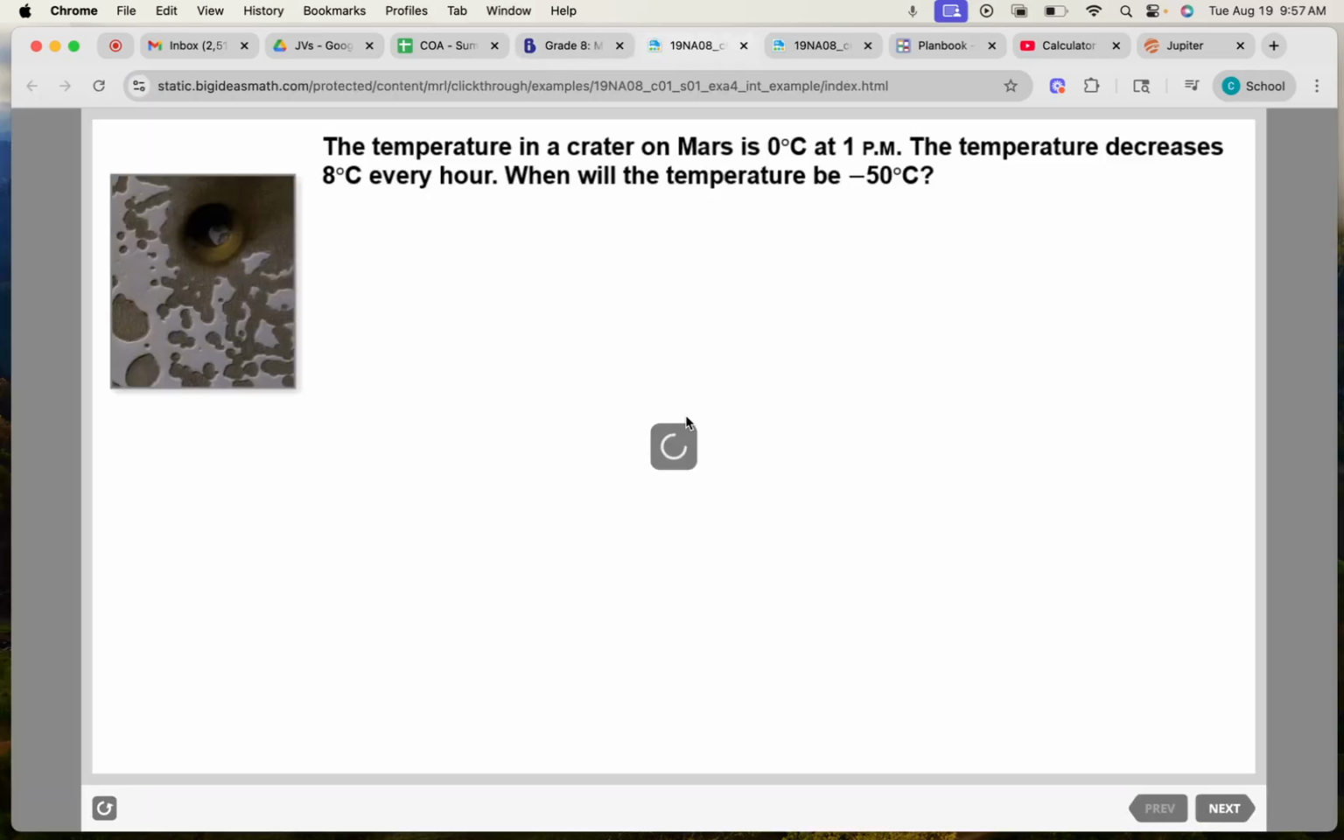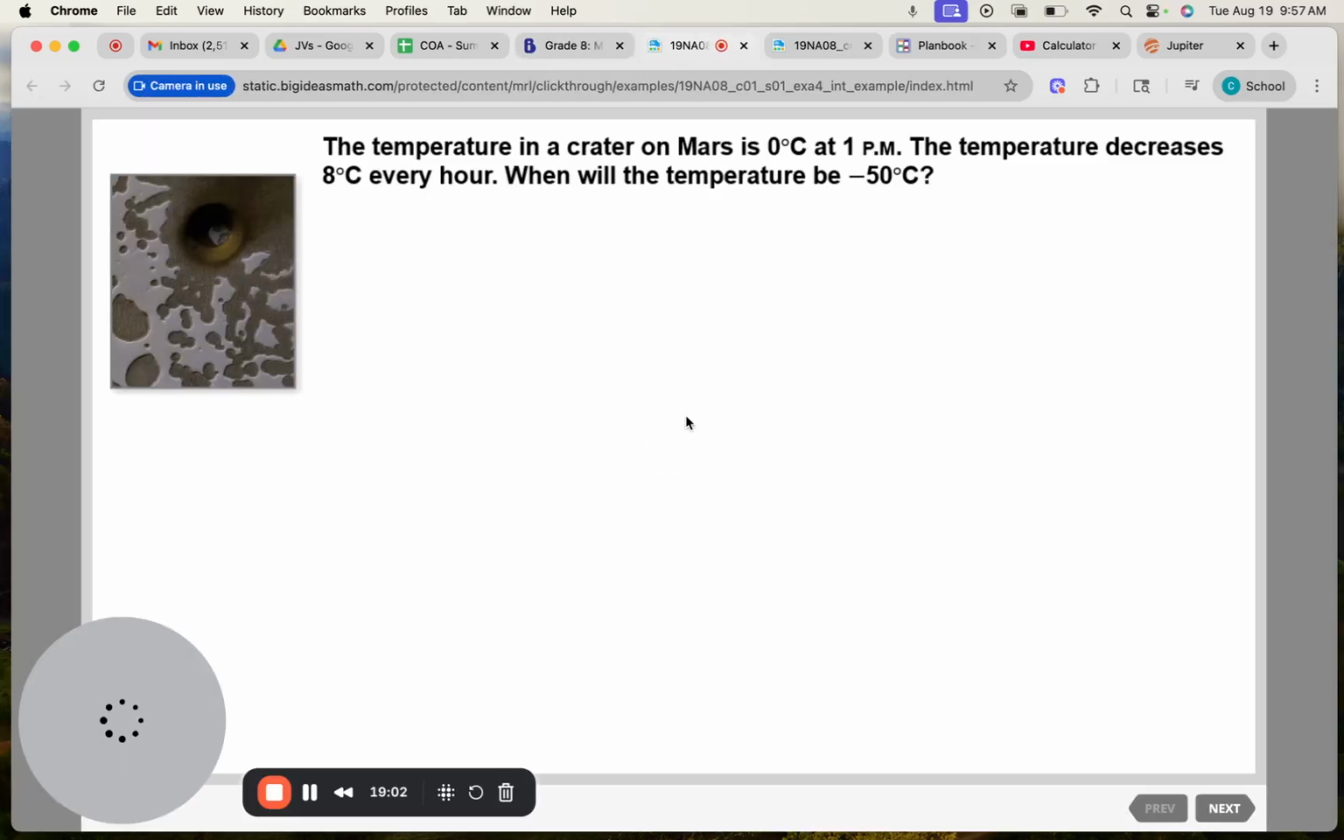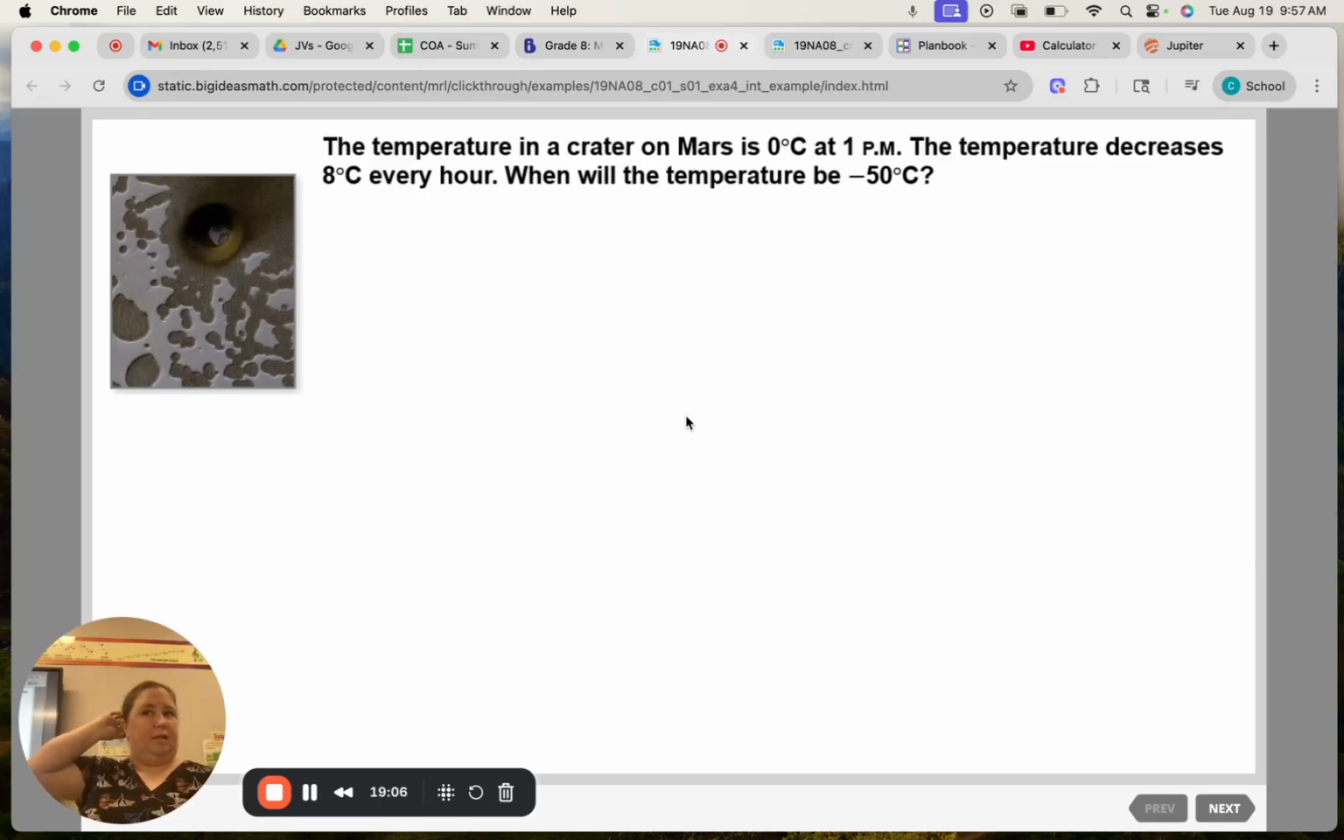All right, so go back to your journal, open your journal. Example 4. Let's see everybody's journal before I go. I don't want to leave anybody. Example 4 in your journal. Ready?